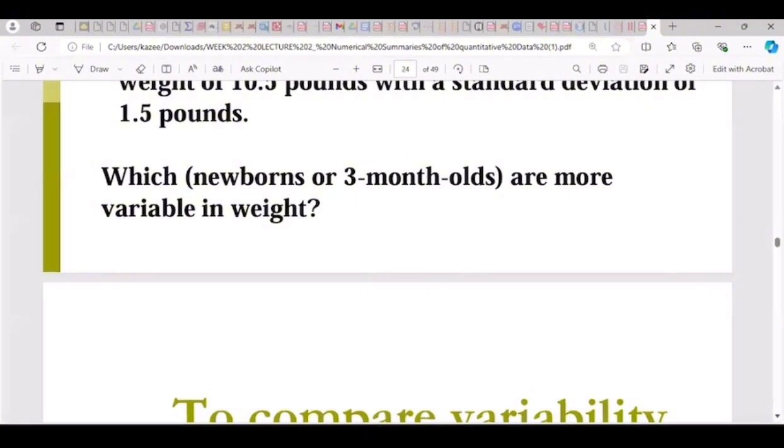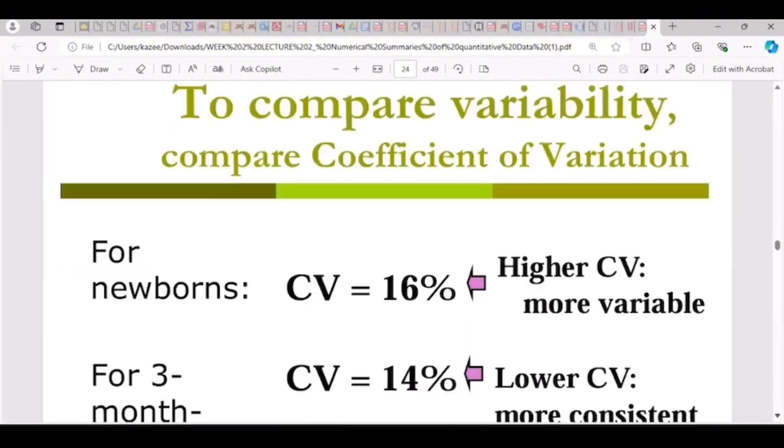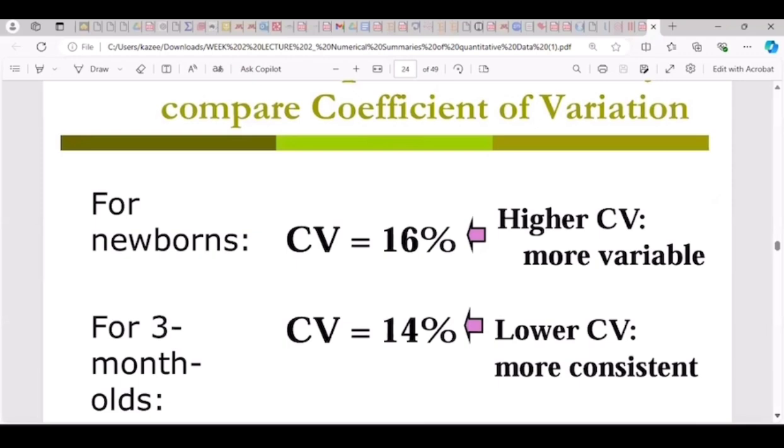Now I'm going to show you what we have before we go. Take a look at that. The first one gives 16%. The second one gives 40%. The one for the 3-month-old has a lower CV. That is more consistent. The higher one is more variable. This is where I'm going to stop today. Okay, any question?